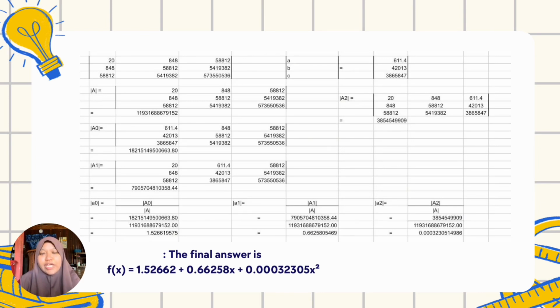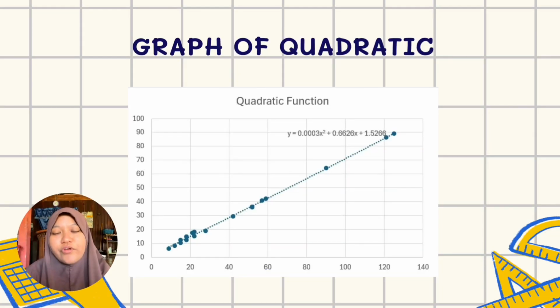Thus, we got the final answer for the quadratic equation, which is f(x) equal to 1.52662 plus 0.66258x plus 0.0003230x squared. So this is the graph of the quadratic function based on the quadratic equation that we got.